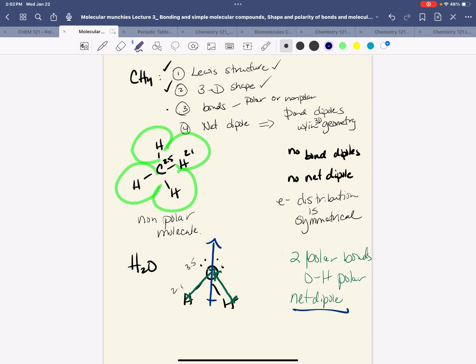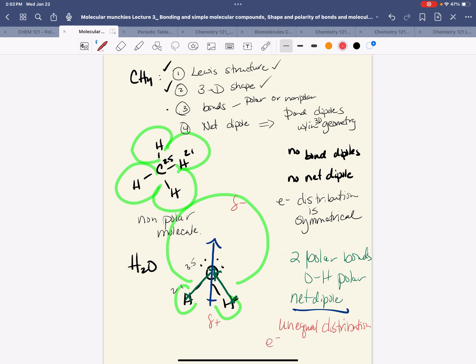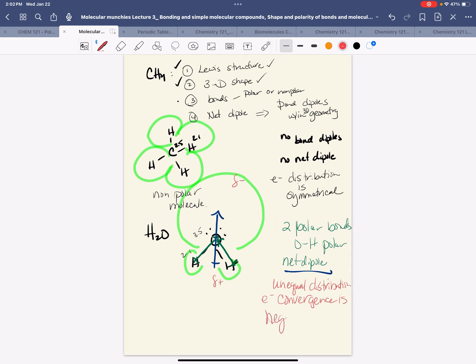So when we look at the electron distribution, we get a lot more electrons over here, and not very many electrons over here. This makes this part of the molecule negative, and that makes this side positive, and that is a polar molecule. So you have an unequal distribution of electrons. Where the electrons converge is the negative side of the molecule.